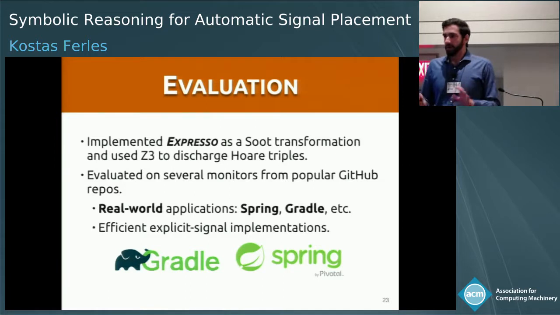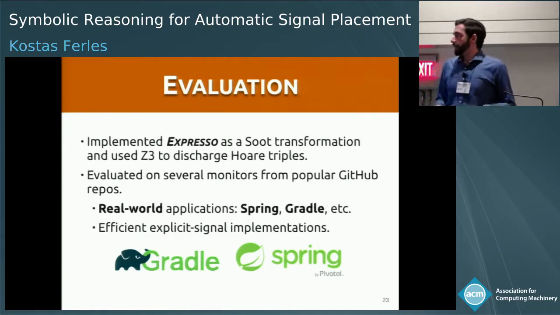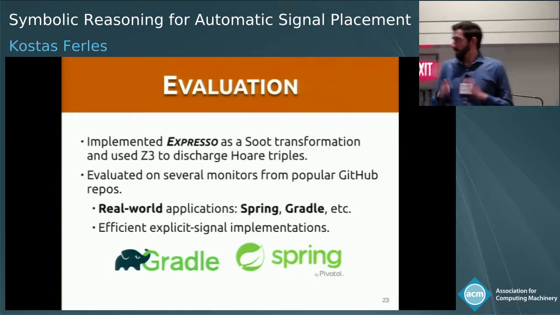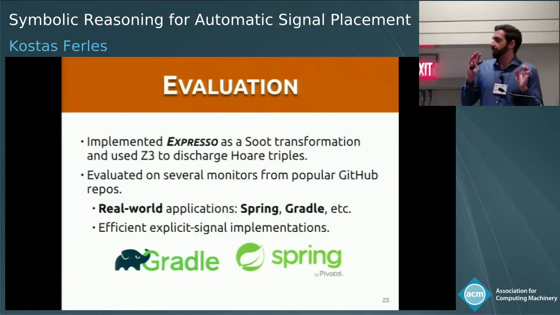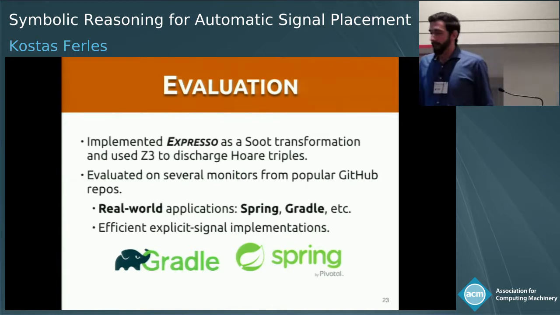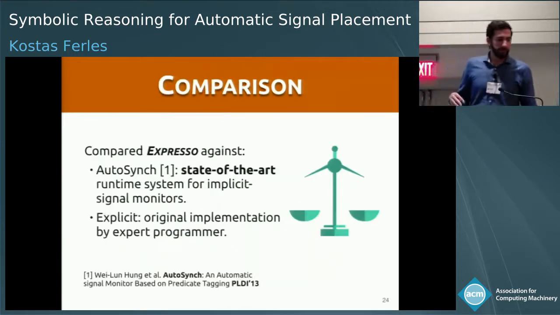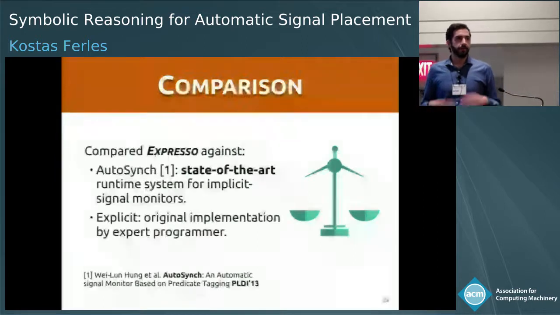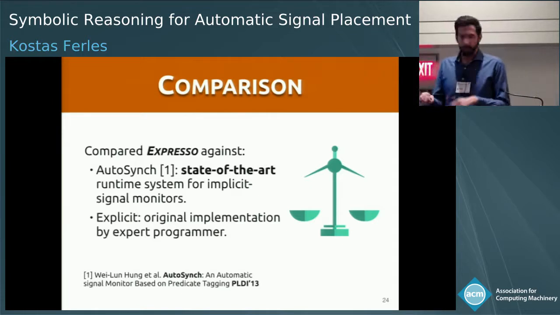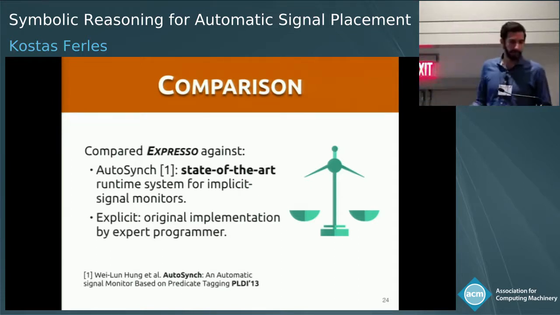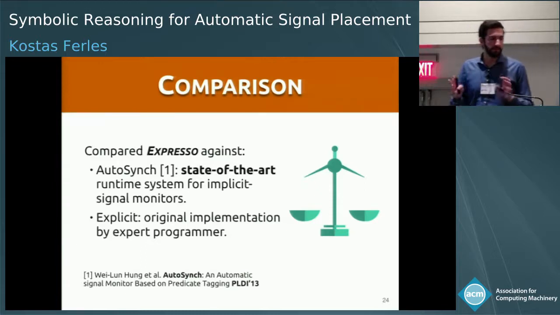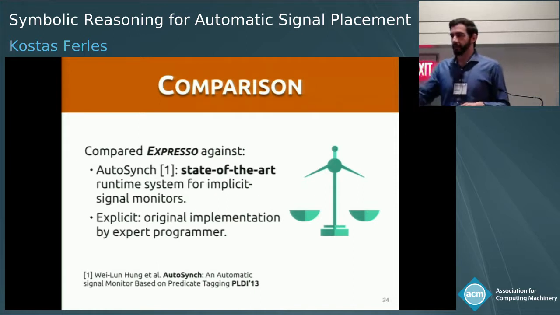We evaluated the effectiveness of the code generated by Expresso on several highly optimized and efficient monitor implementations, where most of them are drawn from very popular real-world applications like the Spring Framework and Gradle. We compare the code generated by Expresso with AutoSync, which is a state-of-the-art runtime system for implementing implicit signal monitors, which was recently published at PLDI as well. And we also compare the same code with the original version of the explicit signal monitor as taken from the application.